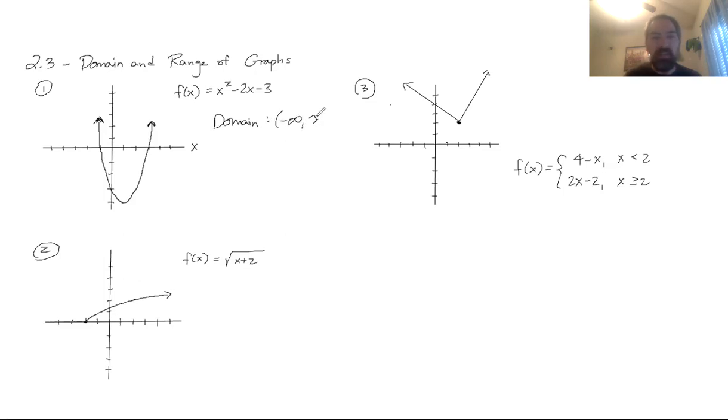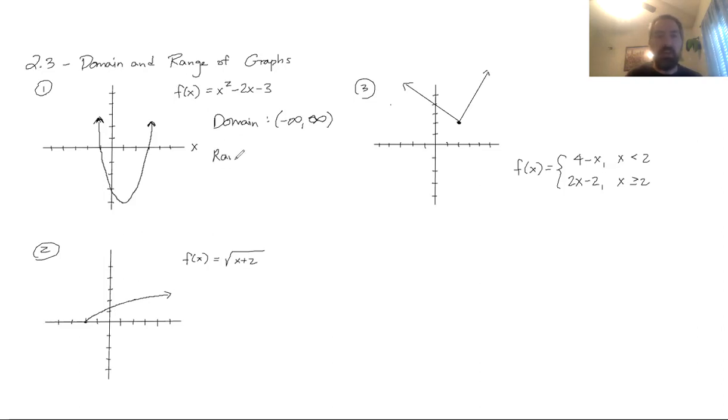And that's the case with any polynomial function that you have. If a function is a polynomial, then the domain will always be all real numbers, negative infinity to positive infinity. Okay, what about the range?